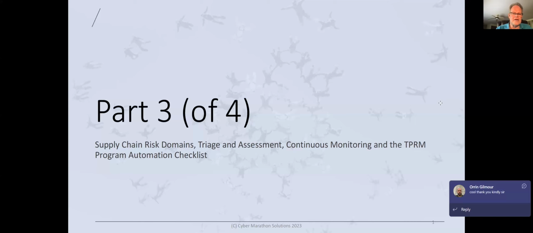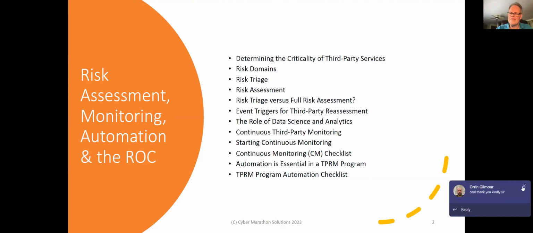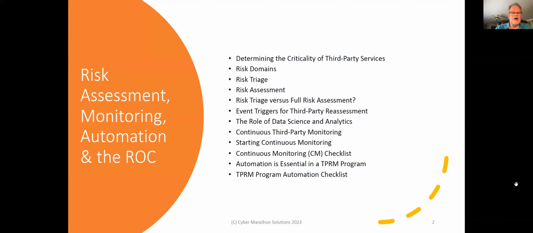So next slide. We're going to talk about the criticality of third-party services, how to determine them, risk domains, which is the next topic I'll get into, and how to triage risks to be more efficient in your overall risk assessment process. Not every new third-party relationship may require a full risk assessment, and I'll talk about some ways that you can determine that. Event triggers for a third-party reassessment.